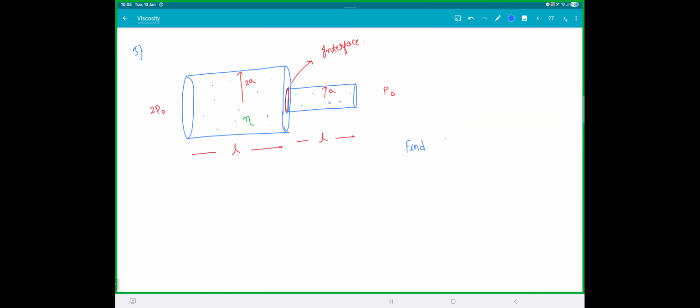First thing, find the equivalent resistance for the fluid flow. Find the volume flowing per second, how much liquid flows through the system, and find the pressure at the interface.